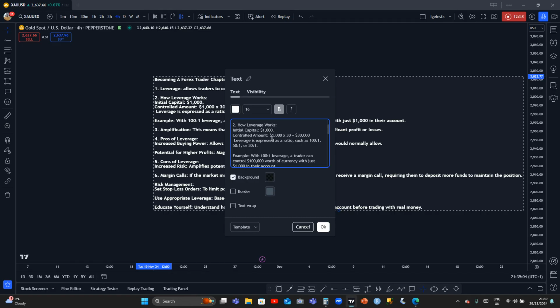Multiplied by 30 equals $30,000. So the money you put in your account is 1,000. Automatically, because of leverage, the broker will add their own amount to it that will now enable you to take position. You will not be using only this money to trade. If you have 1,000 times 30, because it's 30 ratio 1, you will now be using this $30,000 to trade.